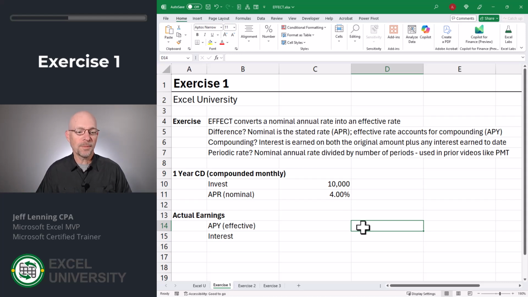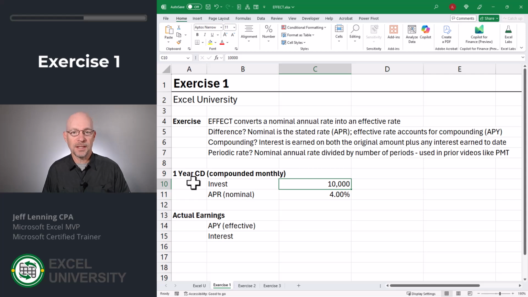So to get us warmed up, let's say we're going to invest in a 1-year CD where interest is compounded monthly. This means that every month we earn interest on not only the original balance, but also on any interest earned up to that point. So let's say we're going to invest $10,000 into a CD. The APR, or the nominal rate, is 4%.